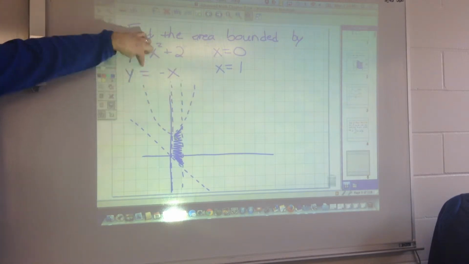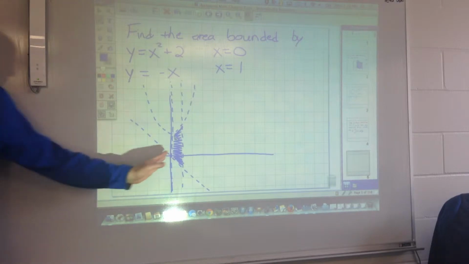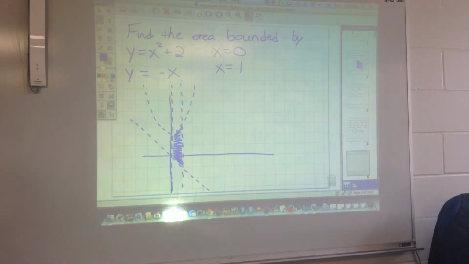So between the parabola and that line, you're finding the area between those from 0 to 1. Does that visually make some sense? Okay? How could I write that then using antiderivatives or integrals?